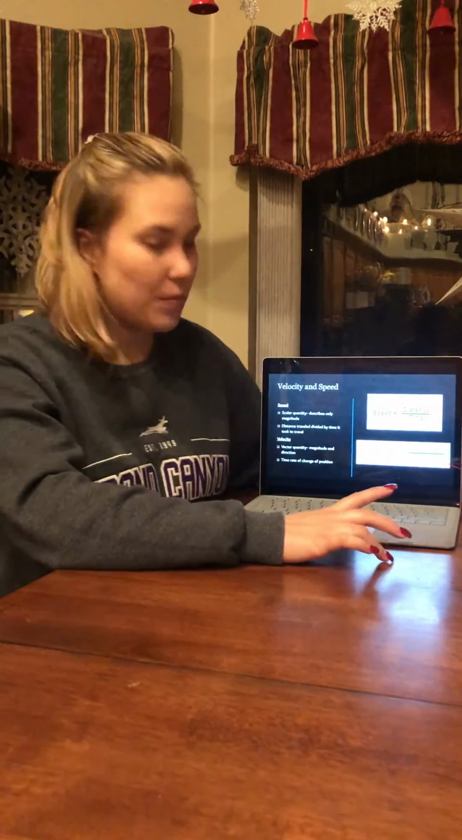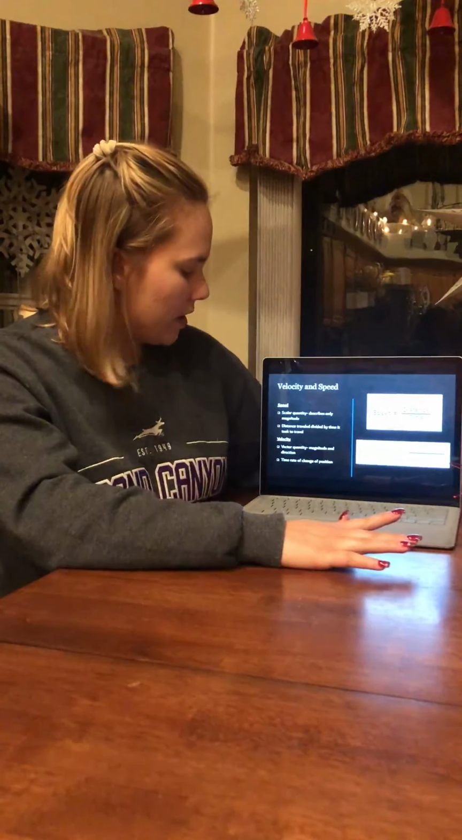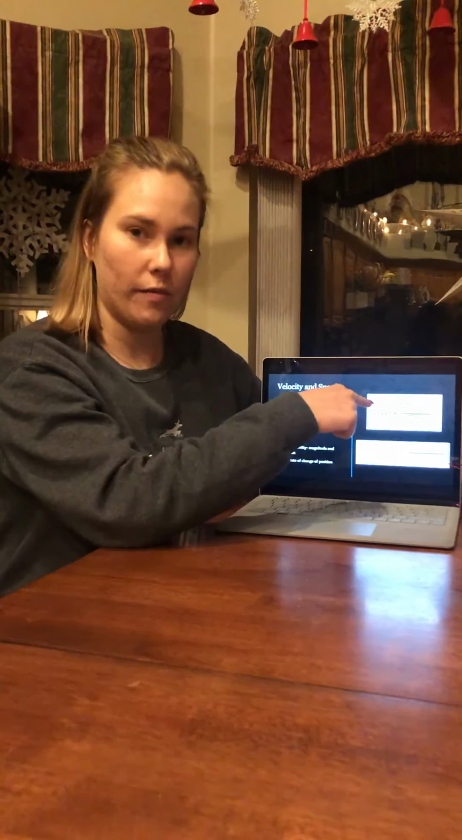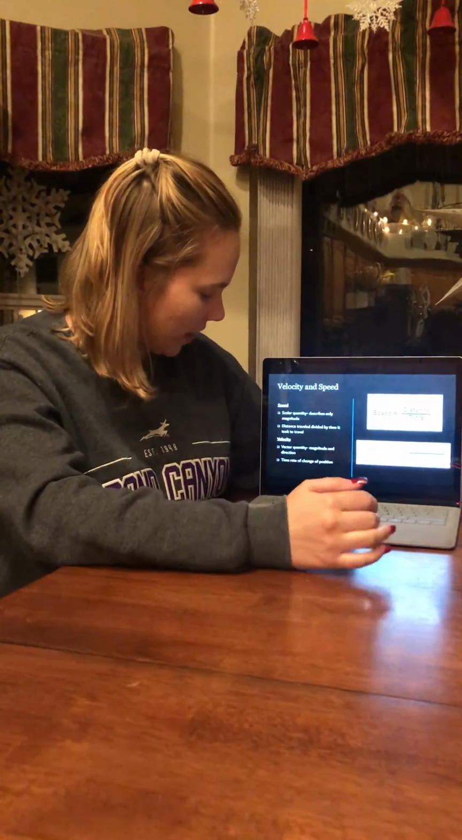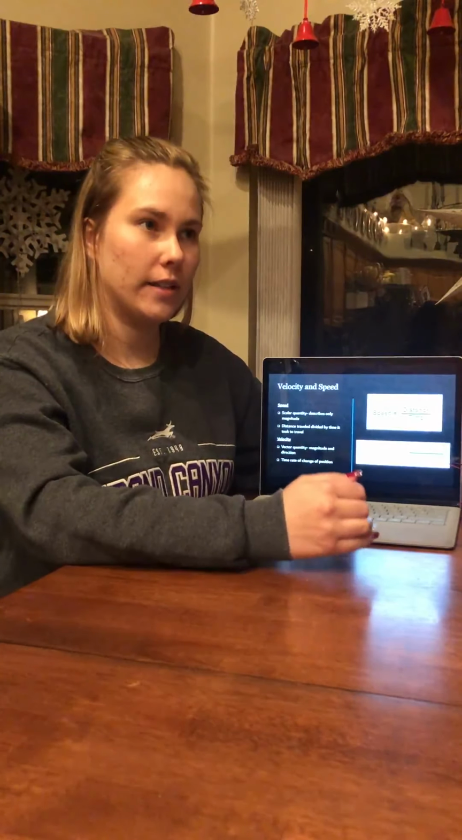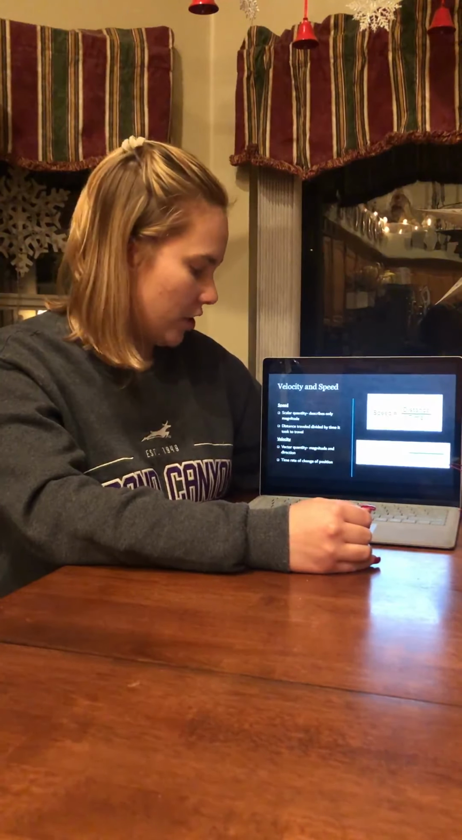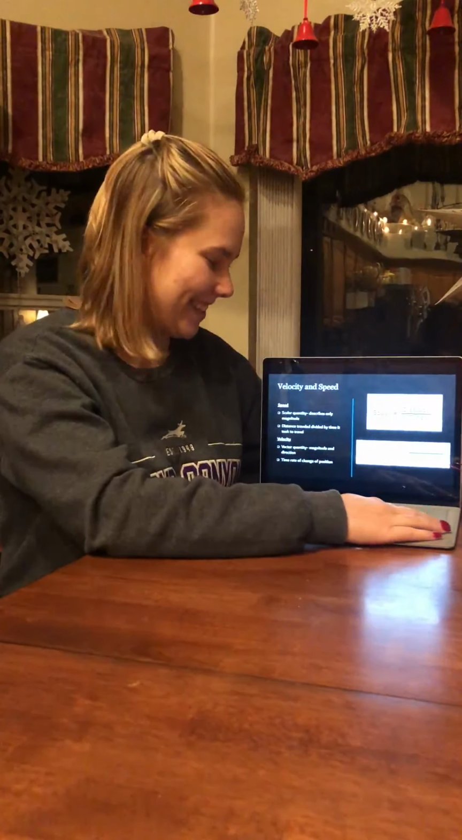Velocity and speed. Speed is a scalar quantity, describes only the magnitude, and it's the distance traveled divided by the time it took to travel. So here's a picture of that equation. Velocity is a vector quantity, so it describes magnitude and direction. It is the time rate of change of position. So here's a picture of that equation.